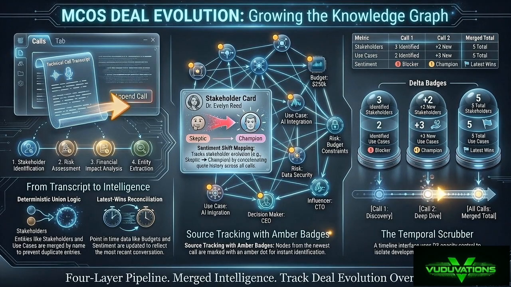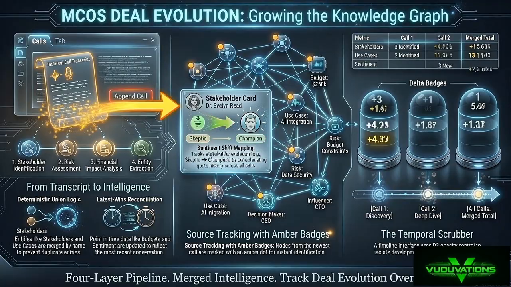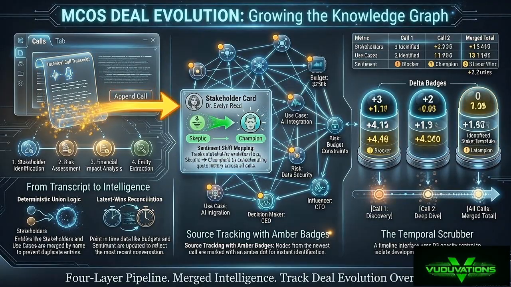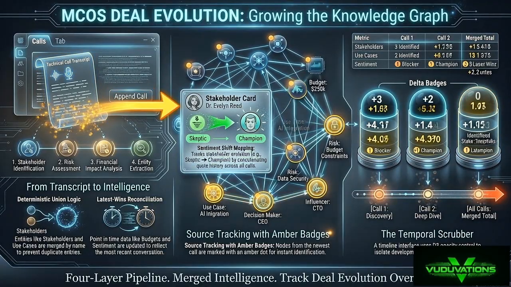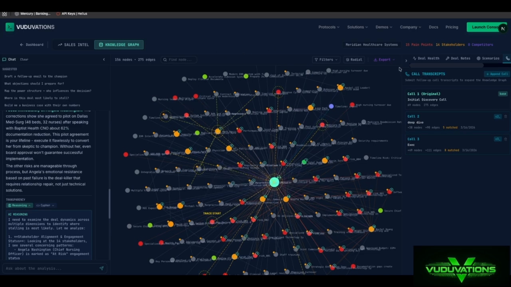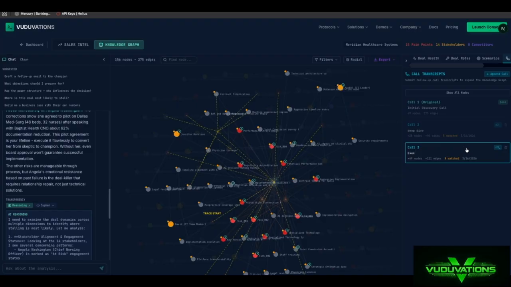This is the brief on multi-call intelligence. Because B2B deals never close in a single conversation, the MCOS system merges every follow-up call into a single evolving intelligence graph to show you exactly how your deal is progressing.